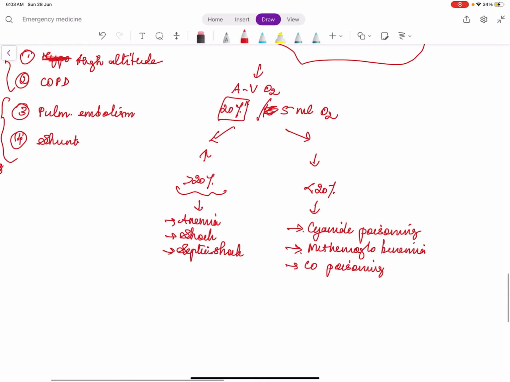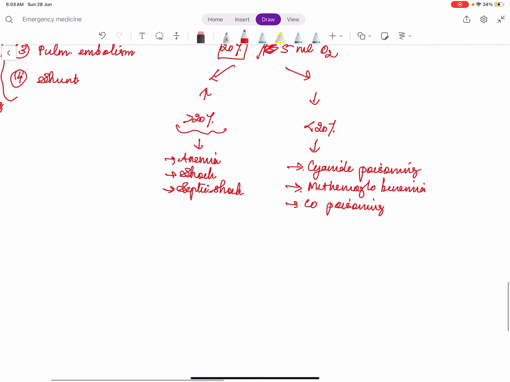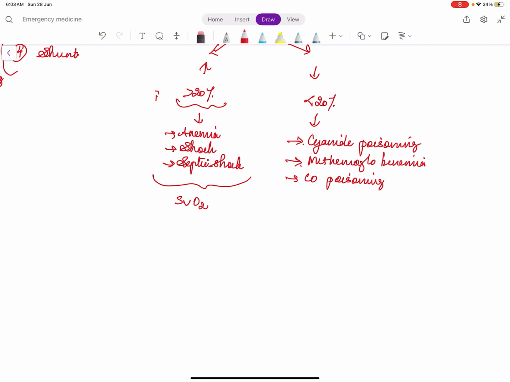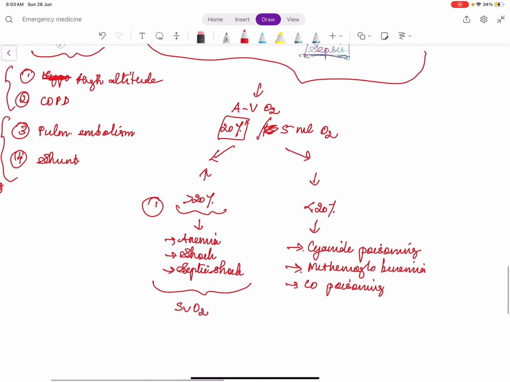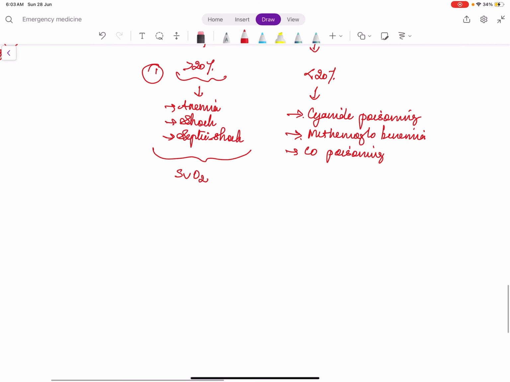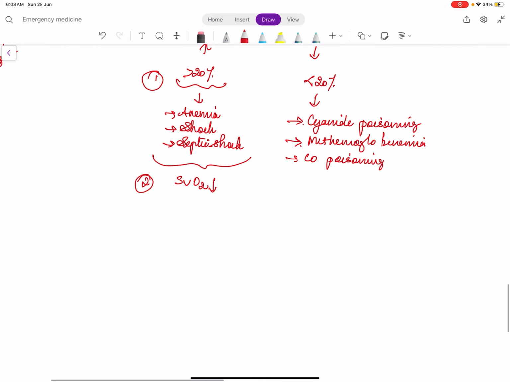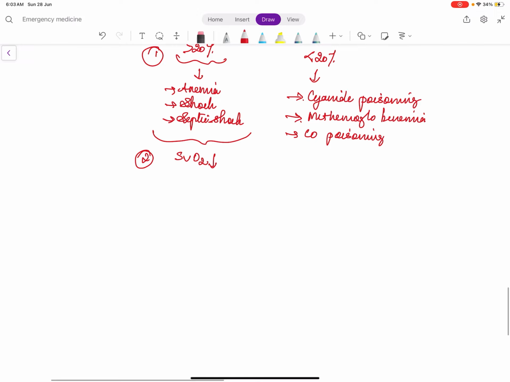How to find out this is you have to take both arterial blood and venous blood. We have another marker which is mixed venous oxygen saturation. So in conditions where AV oxygen difference is high, mixed venous oxygen saturation is low because tissue extraction is very high. Whereas in places where tissue extraction is very low and AV oxygen difference is low, it means the mixed venous oxygen saturation is high.